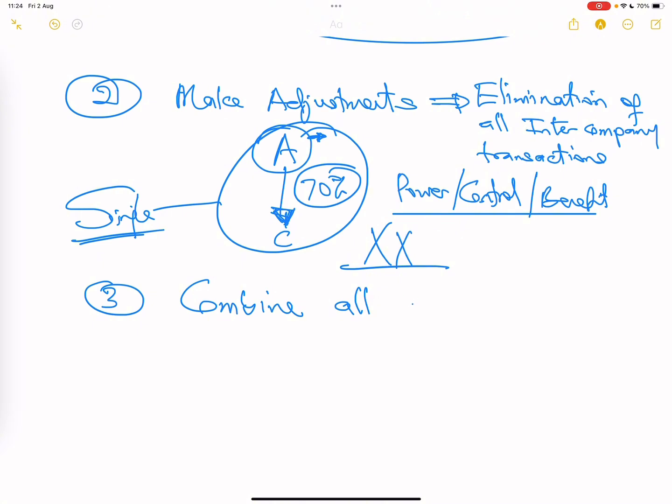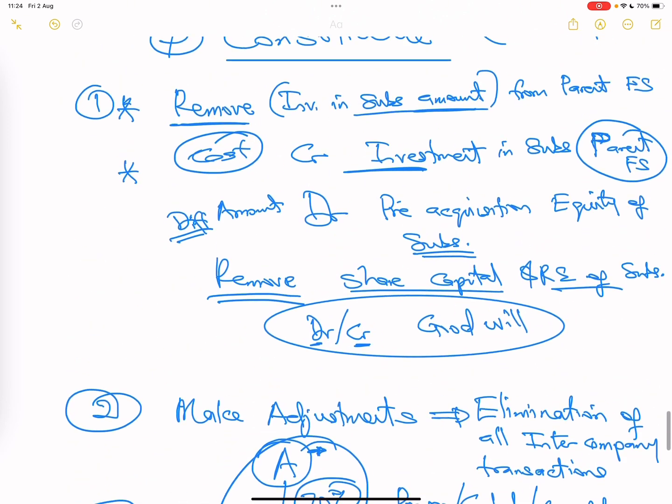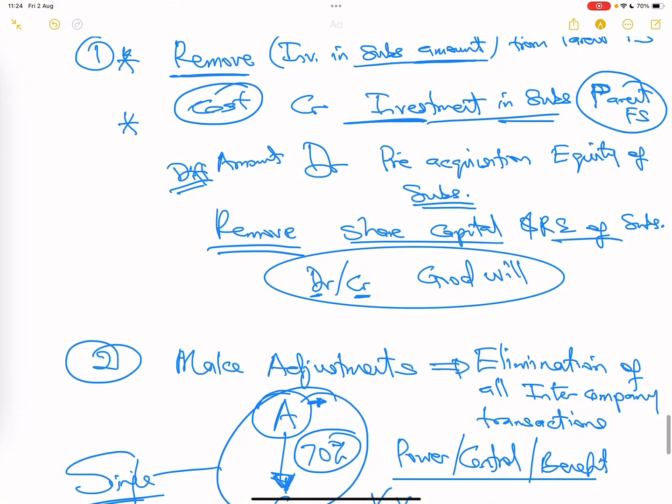Combine all assets and liability. All, when I say all, no proportion, 100%, please take note. 100%, you must add all of them together. All the asset and liability left. Remember, you would have removed this investment in subsidiary.